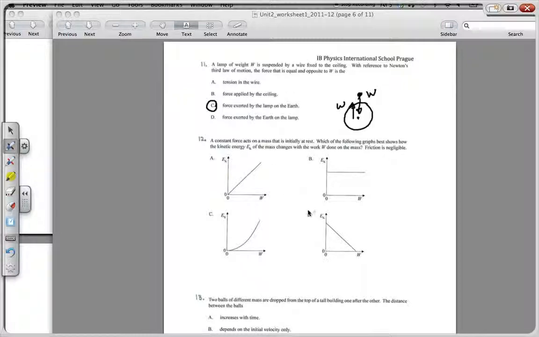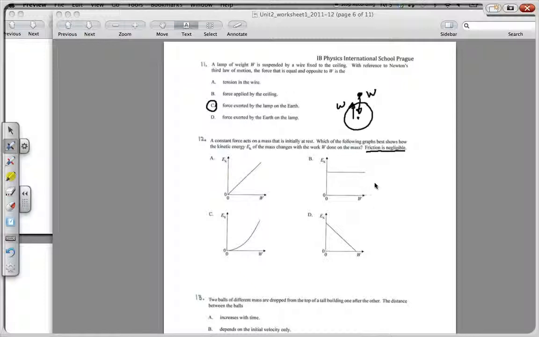Question 12. A constant force acts on a mass that is initially at rest. Which of the following graphs best shows how the kinetic energy Ek of the mass changes with the work done on the mass? The friction is negligible. That's an important point that we're going to have to take into consideration.